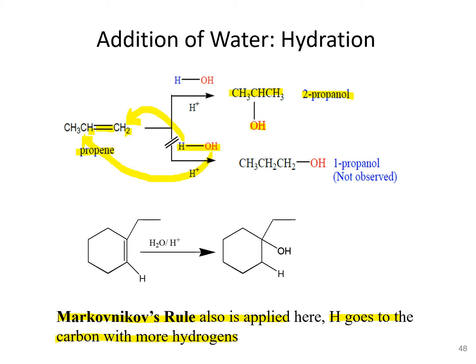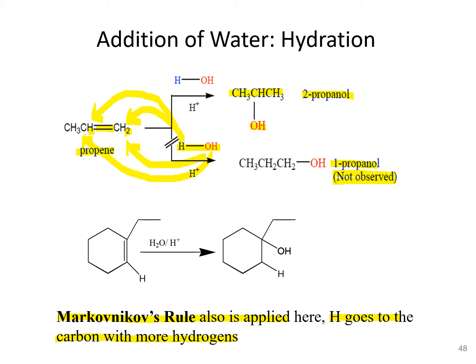And the opposite way around, where the hydrogen goes to the second carbon and the hydroxyl goes to the first carbon, such a product, that is 1-propanol, is not observed at all. So this one totally follows Markovnikov's rule.